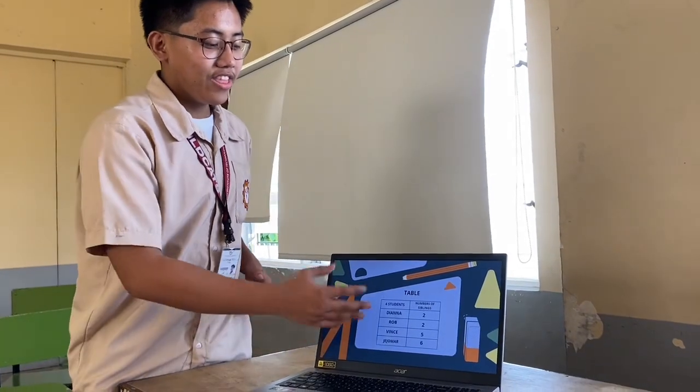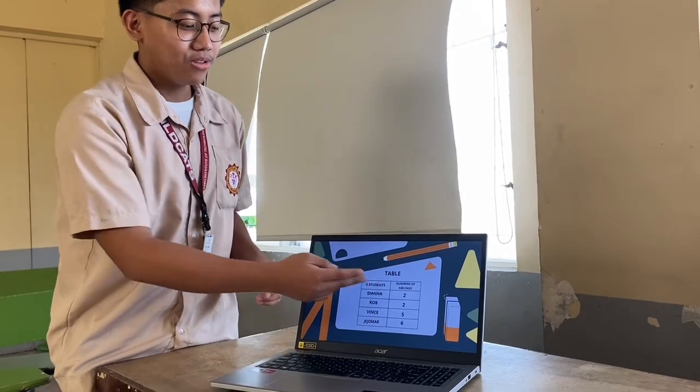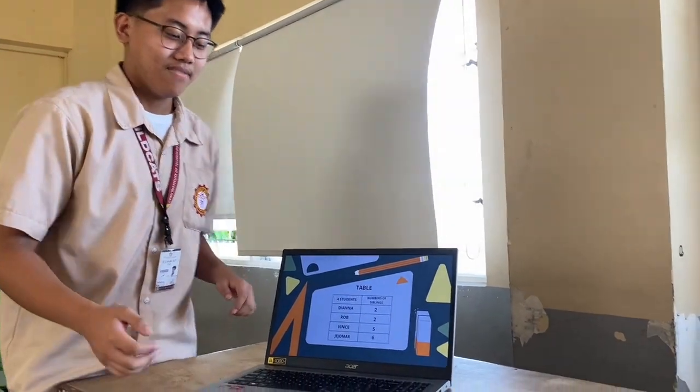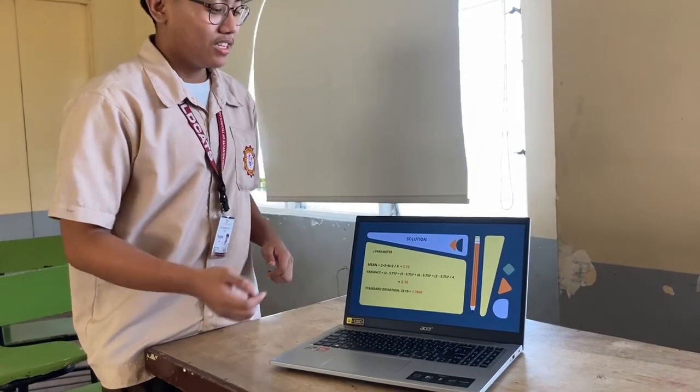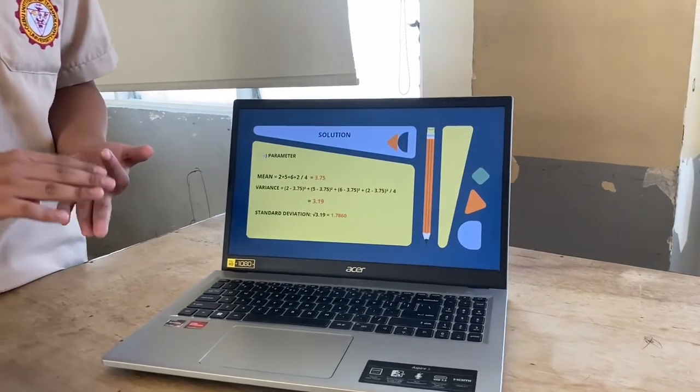Here we are, the names and the number of siblings that we have. Diana has 2, Rob has 2, Vince has 5, Jejomar, myself, has 6. The next step is to get the parameter. We get the mean, variance, and the standard deviation.